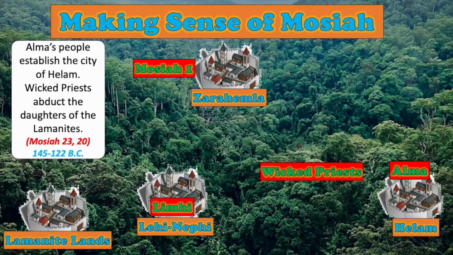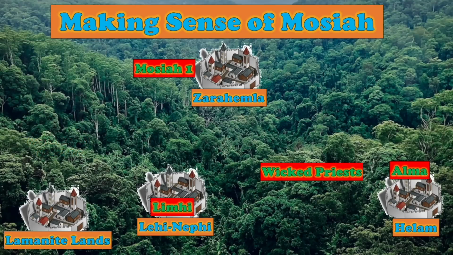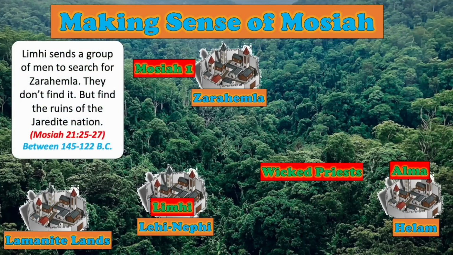During their captivity, Limhi sends a group of men to try and find the city of Zarahemla, because at that point, they are under such strict taxation and bondage to the Lamanites that they just want any way out. But they don't know where Zarahemla is anymore. But those men that he sends don't find the city of Zarahemla. They get lost, like everybody does in Mosiah.